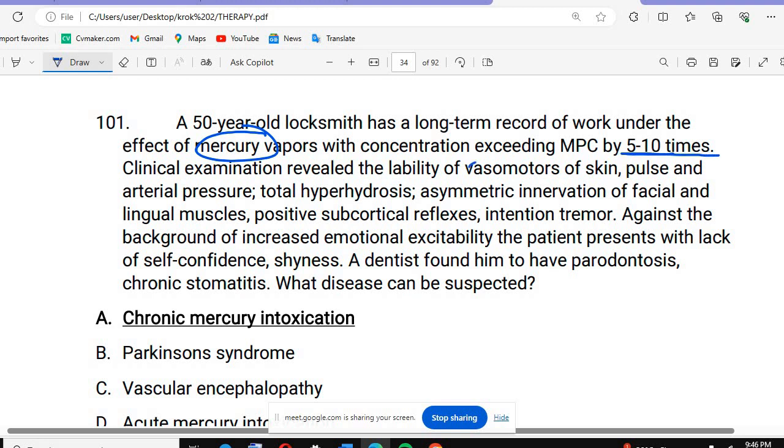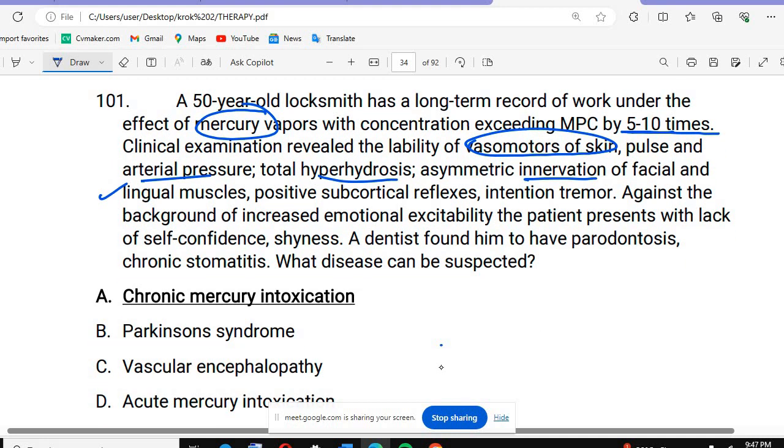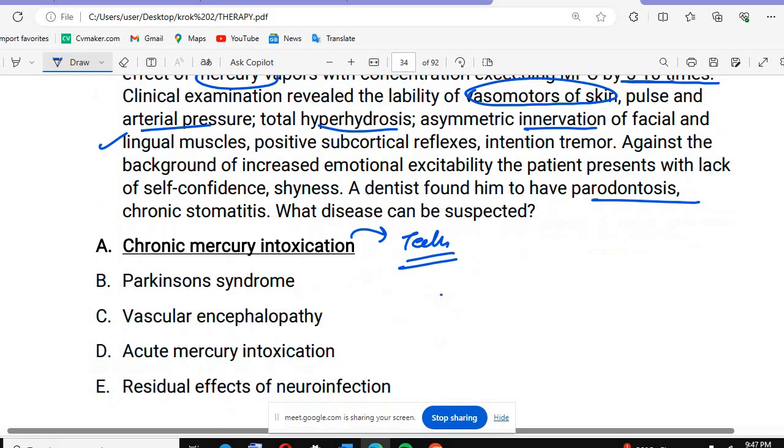Clinical features: lability of the vasomotor of the skin, pulse and arterial pressure, total hyperhidrosis, asymmetric innervation of the facial and lingual muscles. So these all are the features of mercury intoxication. In this condition we see parodontosis, meaning there is a problem in the teeth also. So these will be seen.